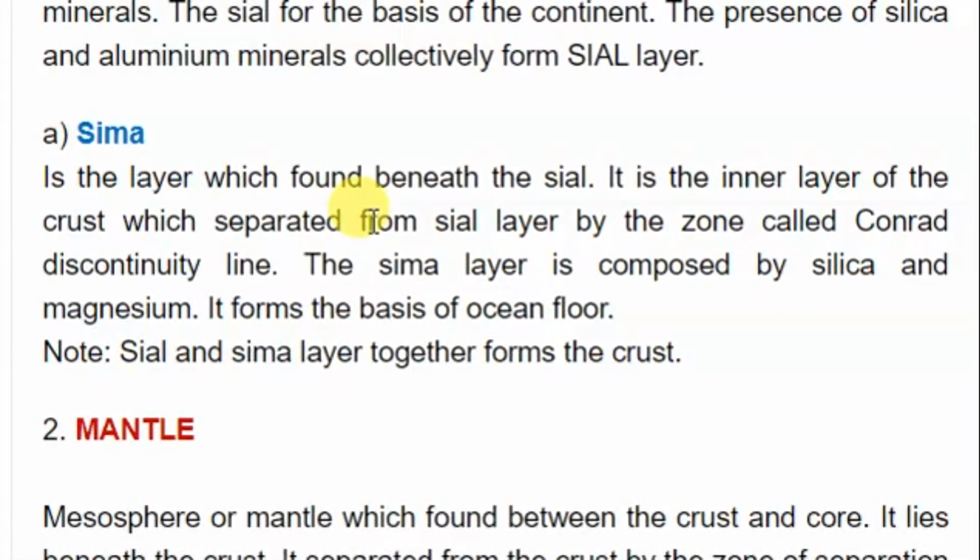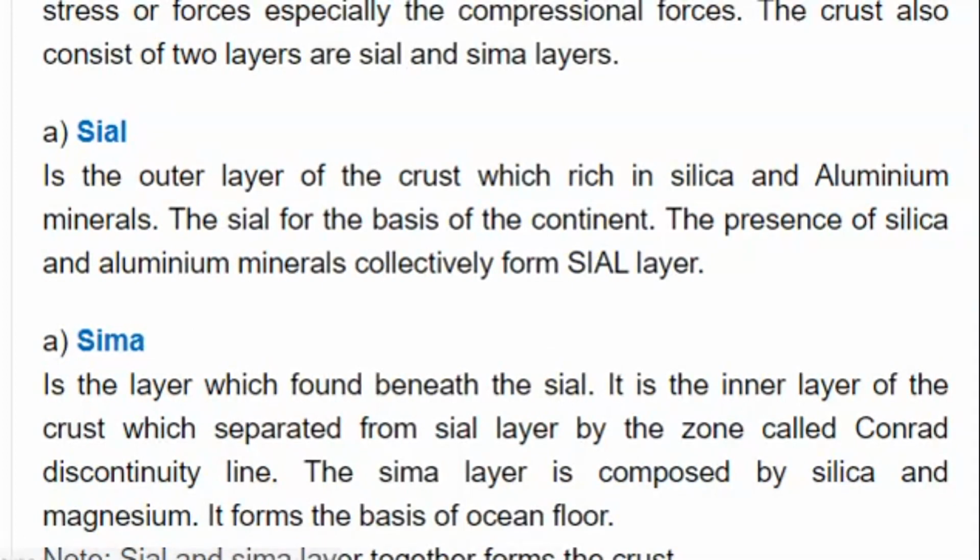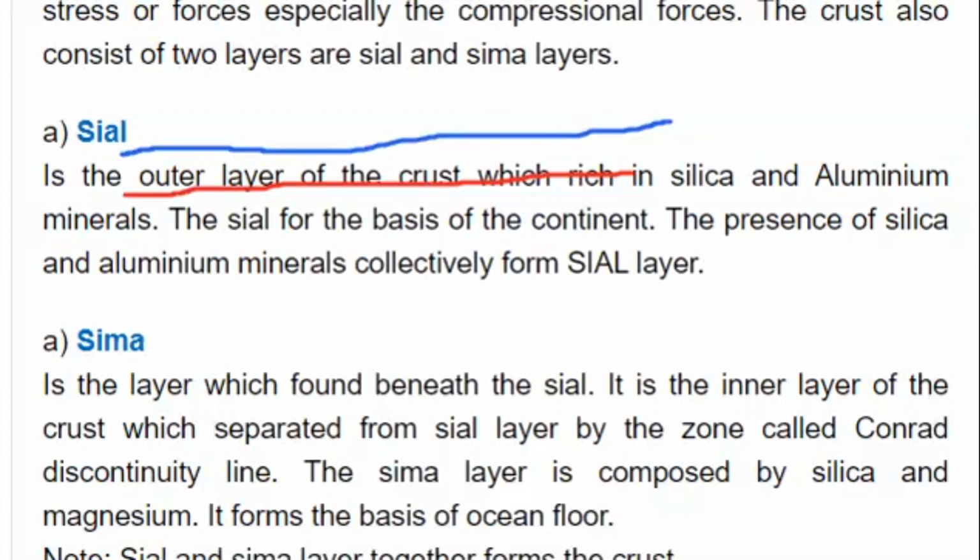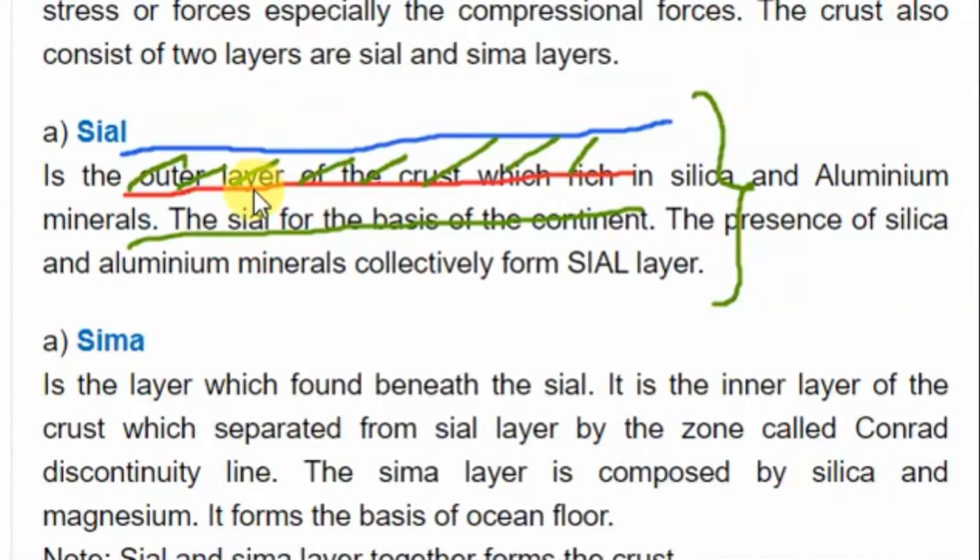From there we have Sima. Sima is the layer which is found beneath the Sial. So let's say we have the earth's crust here, and this is the outermost land, and then from there, let's say we have a layer here, and after there, another layer here. If all of this is the earth's crust, then this one will be Sial, made up of silica and aluminium. Beneath the Sial, we have the Sima. So Sima is below the Sial, and is made up of different minerals as compared with the Sial.